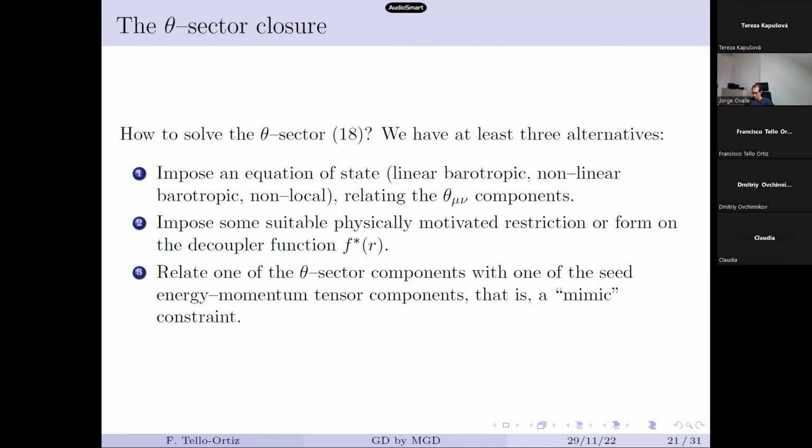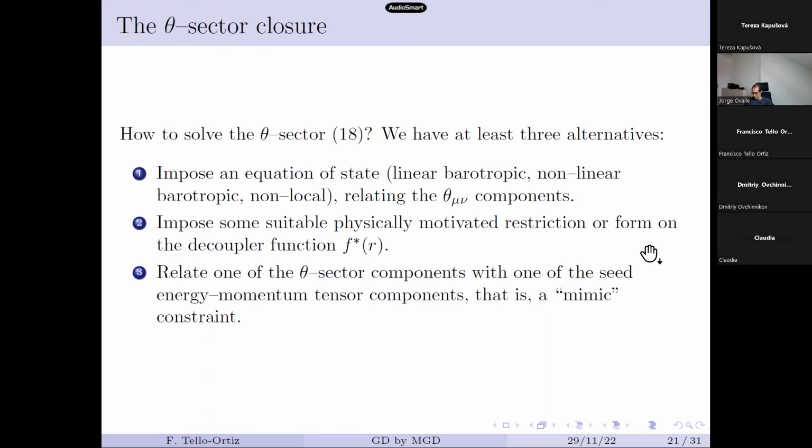This is one alternative. Secondly, impose some suitable physically motivated restriction or form on the decoupler function, okay? All the time we need to keep the physical content of our solution, okay? And the third one is to relate one of the theta sector components with one of the seed energy momentum tensor components. That is the mimic constraint approach.